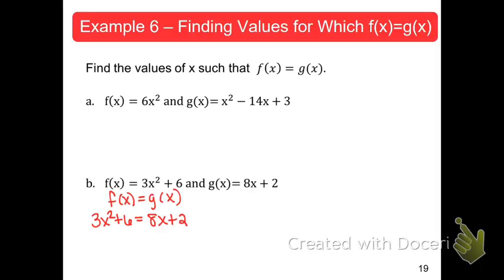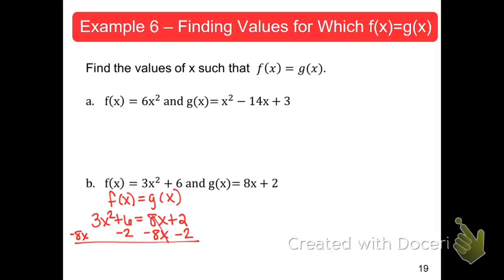Well, again, I've got an equation here that's got an x squared and an x in it. So I need to set it equal to 0. And remember, we want a positive x squared. So I'm going to move this 8x over, and I'm going to move that 2 over by changing the signs. So I'm going to put the minus 8x over here so it's lined up. There's no other x term, so it's not lined up with anything. And put the minus 2 here.